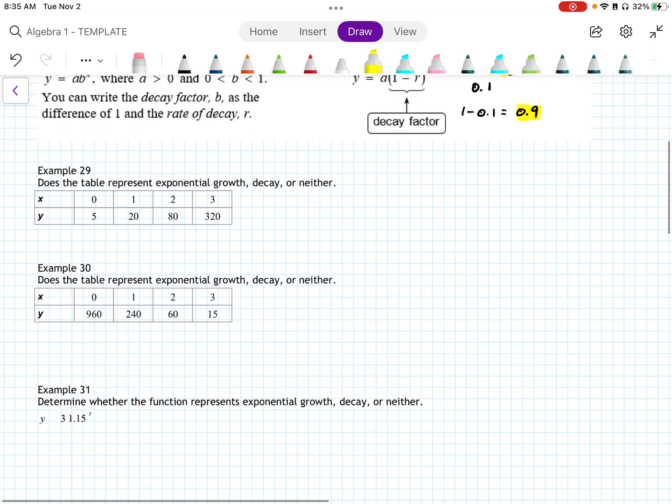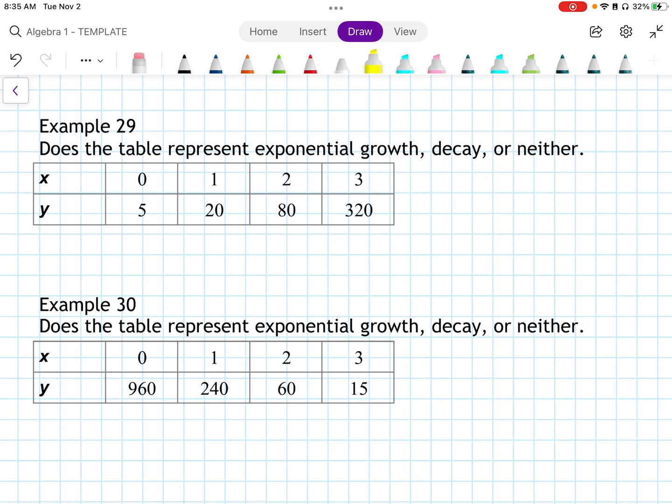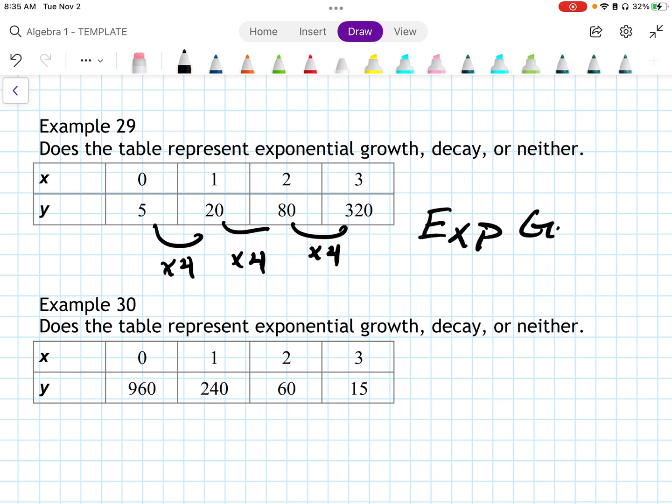All right, looking at example 29 here. We're going to decide if it's growth, decay, or neither, and it has to be exponential growth. Looking from 5 to 20, that multiplies by 4. 20 to 80, multiplying by 4. And then 80 to 320 is also multiplying by 4. Because all of these are multiplying by 4, this will be exponential growth.